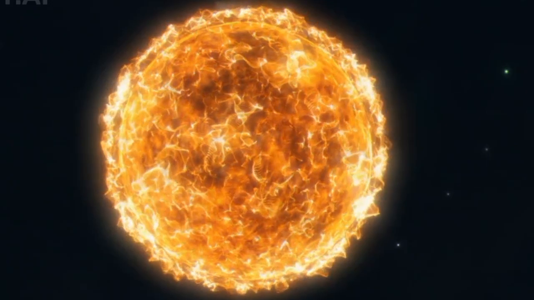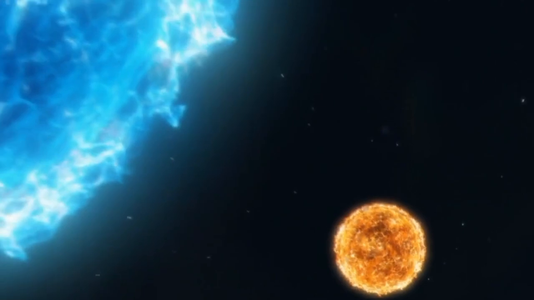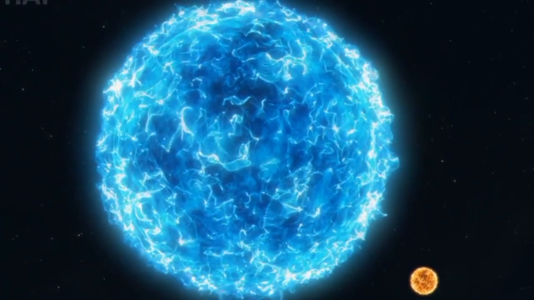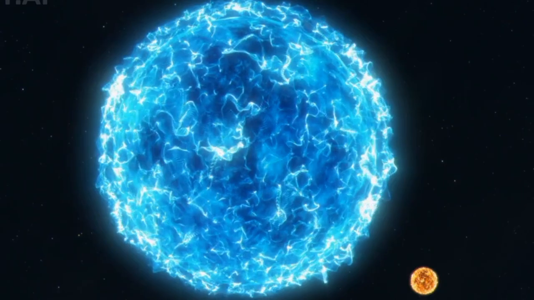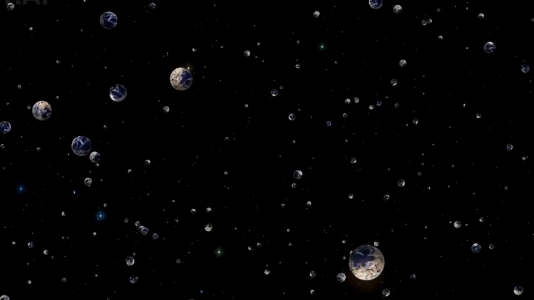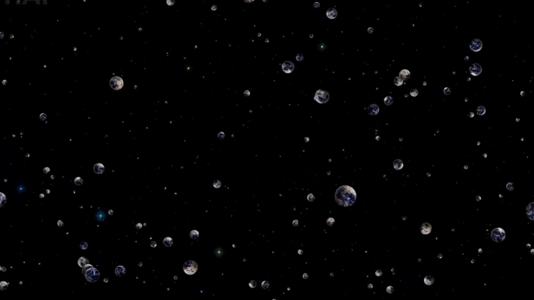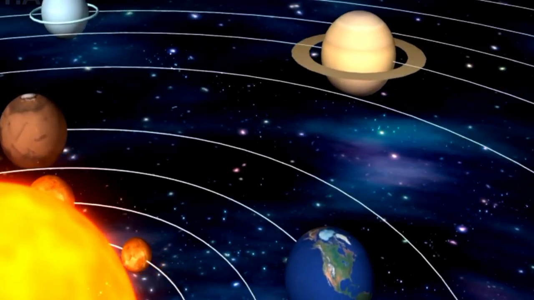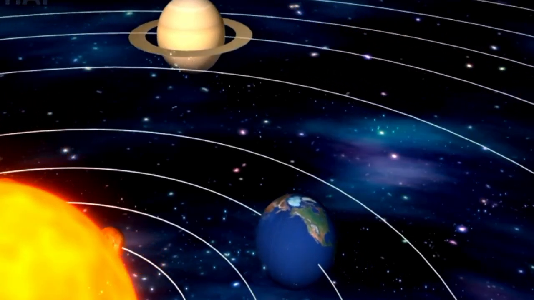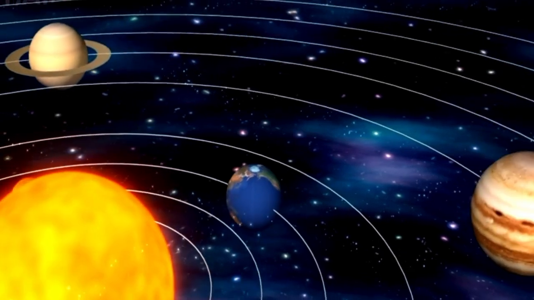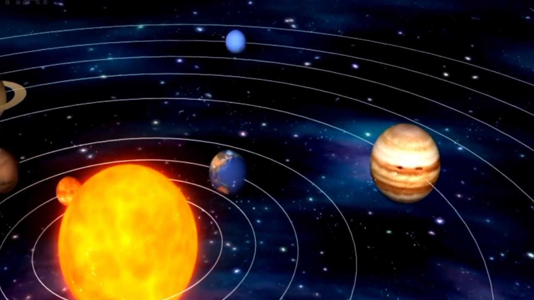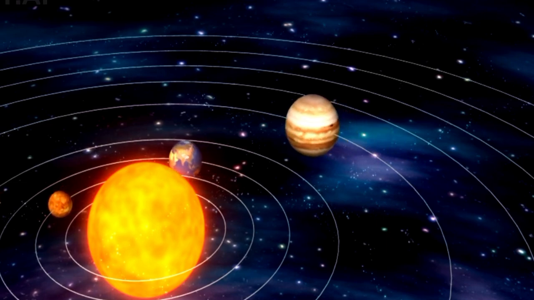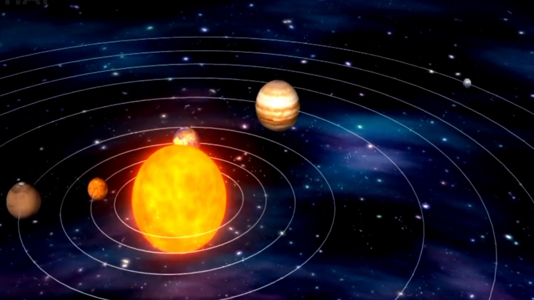Size. The Sun's diameter is about 1.39 million kilometers, 864,000 miles, roughly 109 times that of Earth. Its volume could fit around 1.3 million Earths inside it. Mass. The Sun's mass is about 1.989 times 10 to the 30 kilograms, which is approximately 330,000 times that of Earth, making up about 99.86% of the total mass of the solar system.